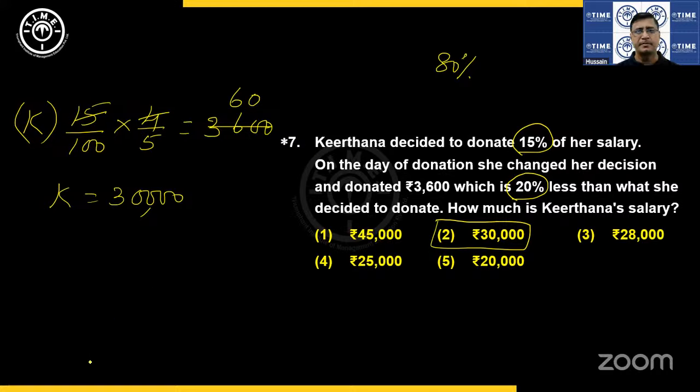Okay. Actually, she planned to donate 15%. But at the time of donation, she donated 20% less than what she had decided earlier, means 80% of the earlier decision was the donation. Simplify. Okay, next.